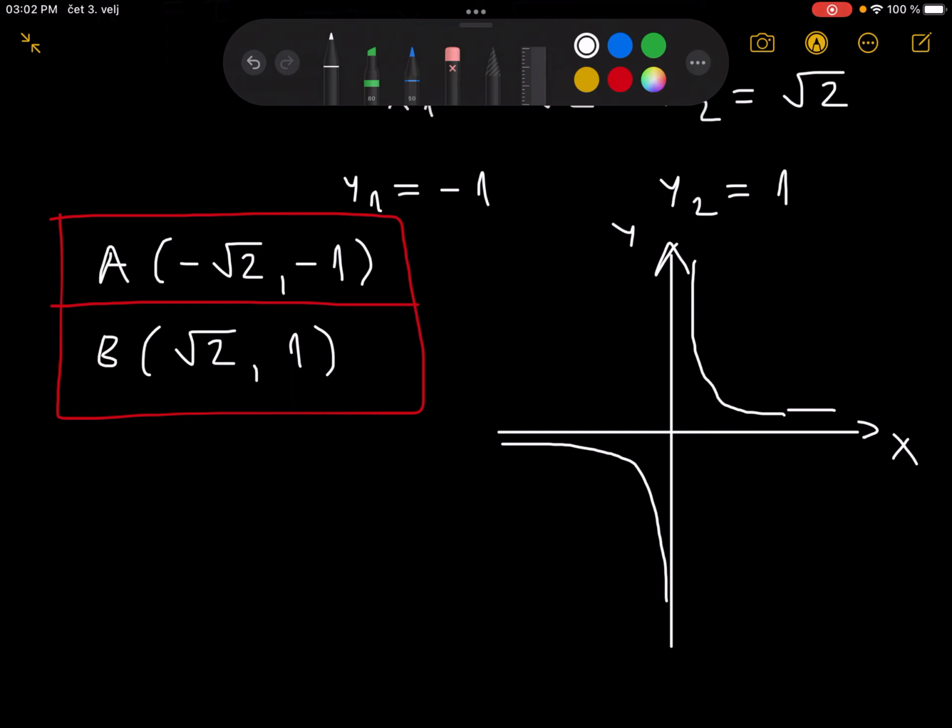And when you graph x squared minus y squared is equal to 1, that's the equation of a hyperbola. So it looks something like this, and like this. So here we've got our point A, and here we have our point B.